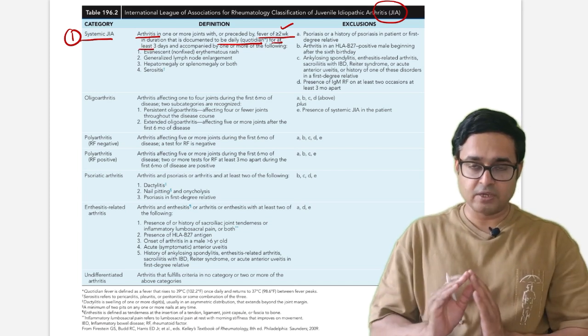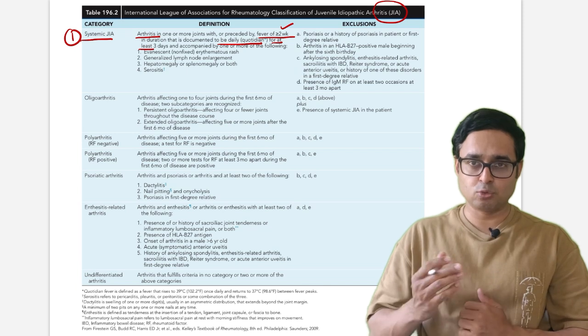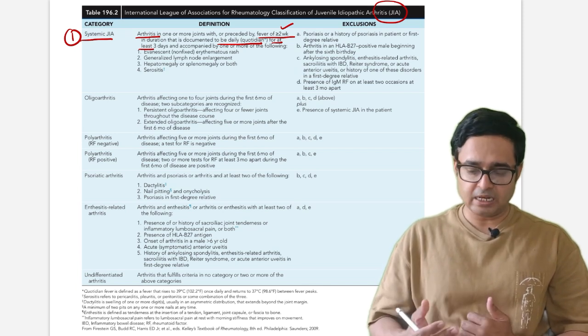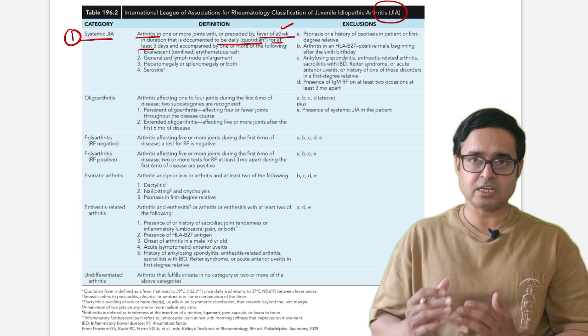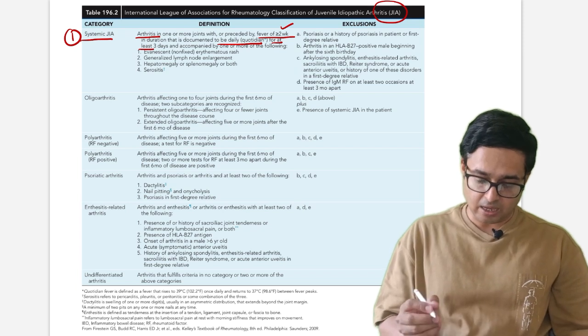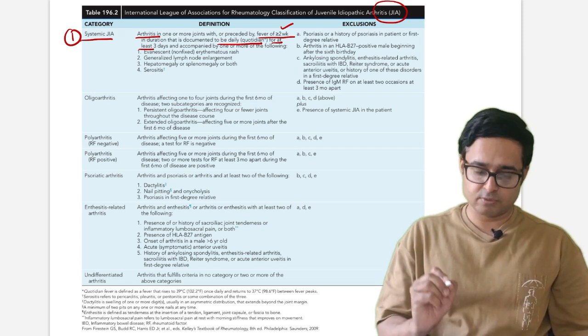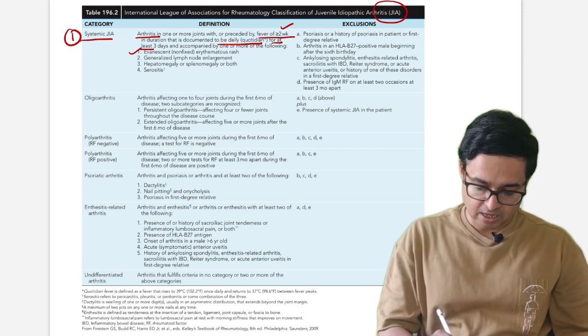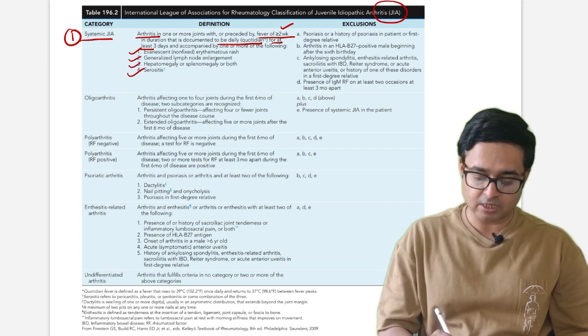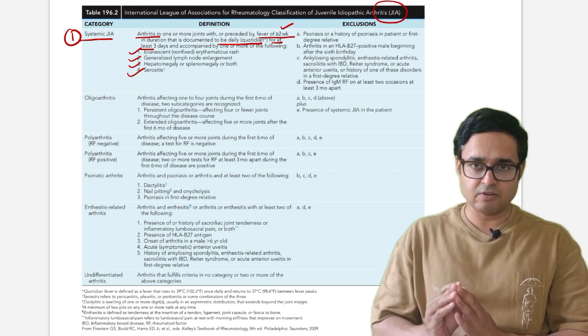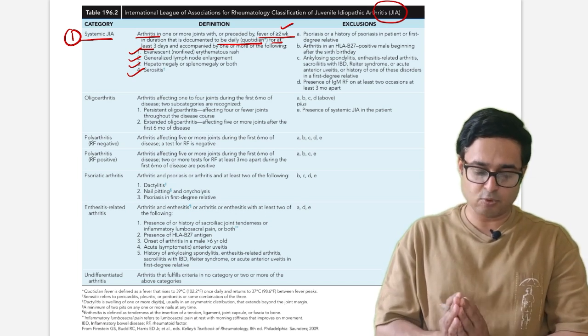Quotidian fever is important for at least 3 days. The fever definition: it should be more than 2 weeks, it should come daily, and it should last at least 3 days. And along with one or more of the following: evanescent rash, generalized lymph node enlargement, hepatomegaly or splenomegaly or both, and serositis. So this definition of systemic JIA is very important.